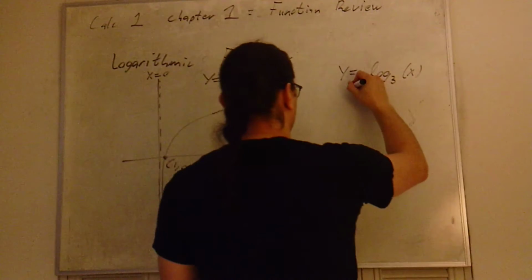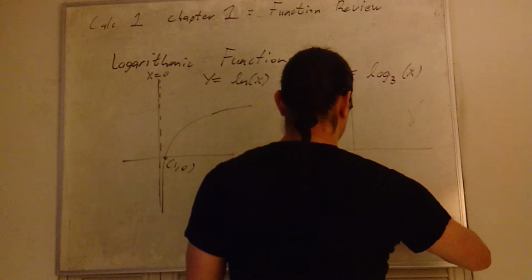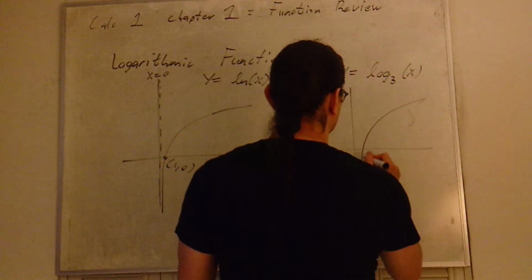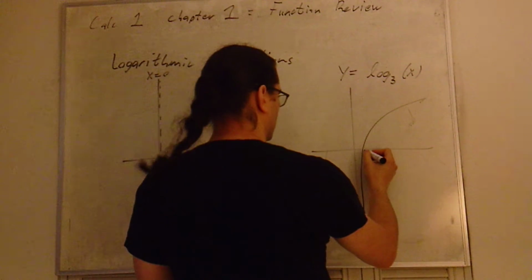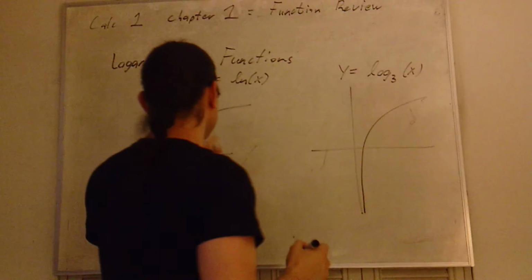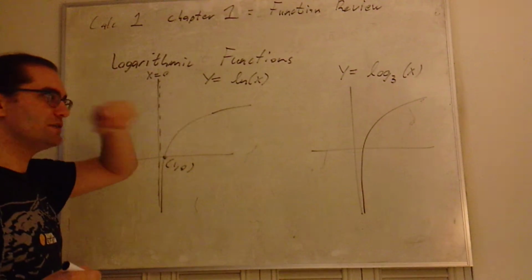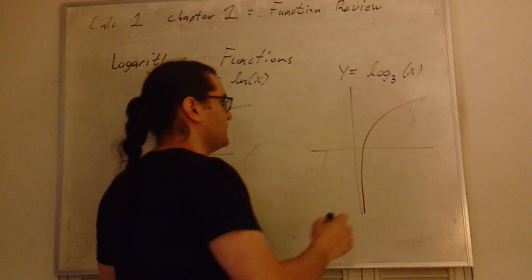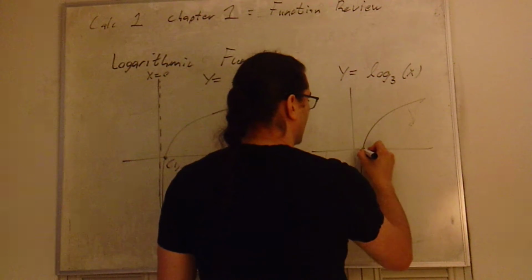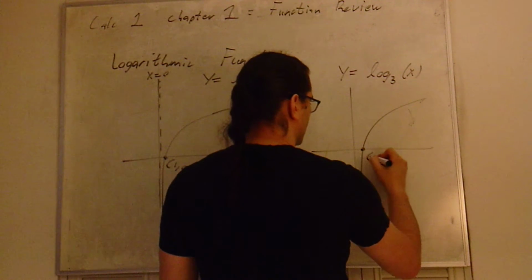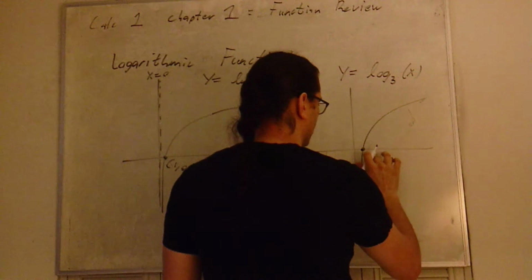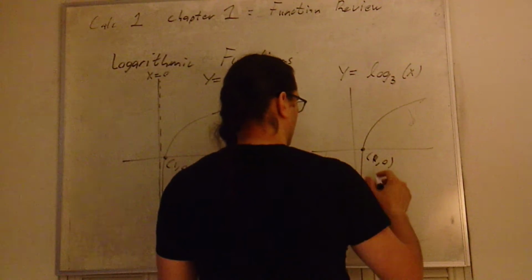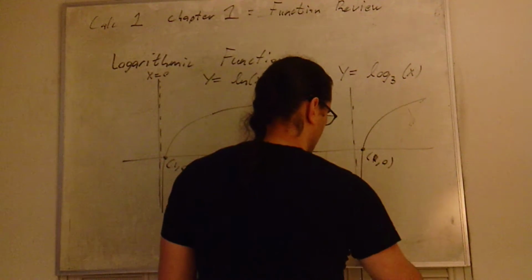This, once again, has the exact same shape, just a little steeper, or a little less steep, maybe. This one should be steeper. Natural log should be a little bit steeper than log base 3. So this is, again, (1, 0). And this is again x equals 0.